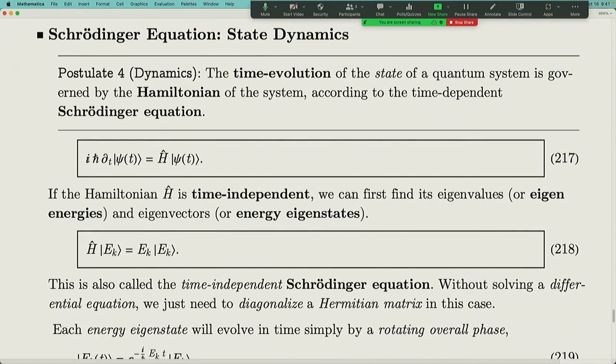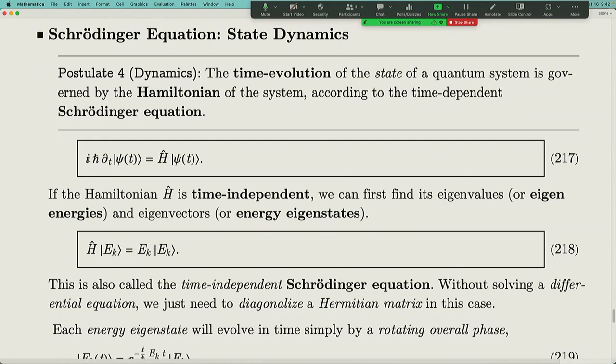So this comes to the final postulate, number 4 of quantum mechanics. It's about dynamics. Let me remind you that postulate number 1 is saying that every state in the quantum system is described by a ket vector. Postulate number 2 is saying that every observable is described by a Hermitian matrix. And then postulate number 3 is about measurement. It says that when you do the measurement, you only observe the eigenvalues of these Hermitian operators, and then the state will collapse to an eigenstate after the measurement, depending on what measurement outcome you obtained as an eigenvalue that specifies the eigenstate.